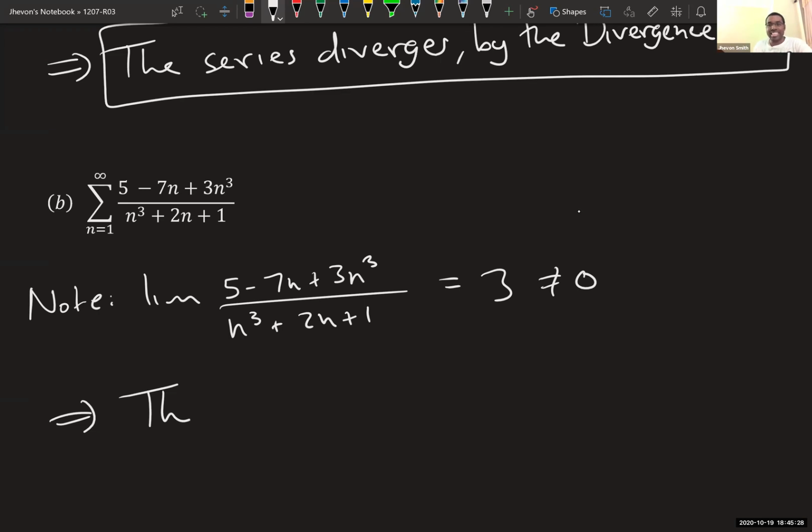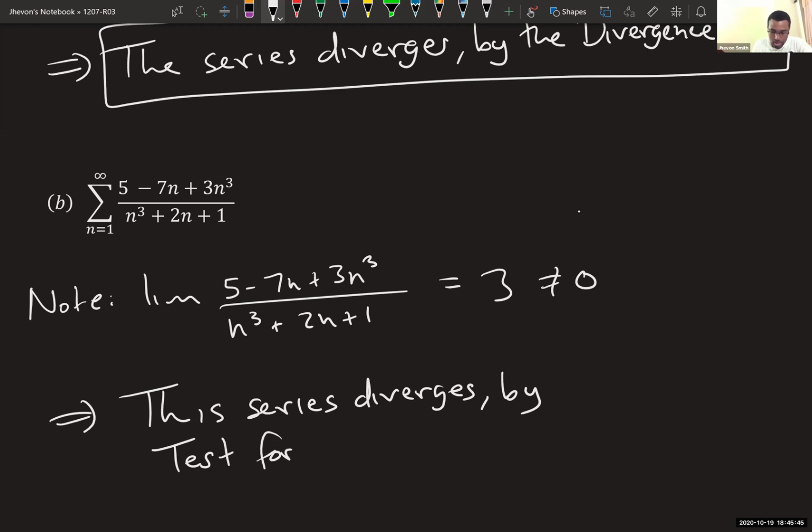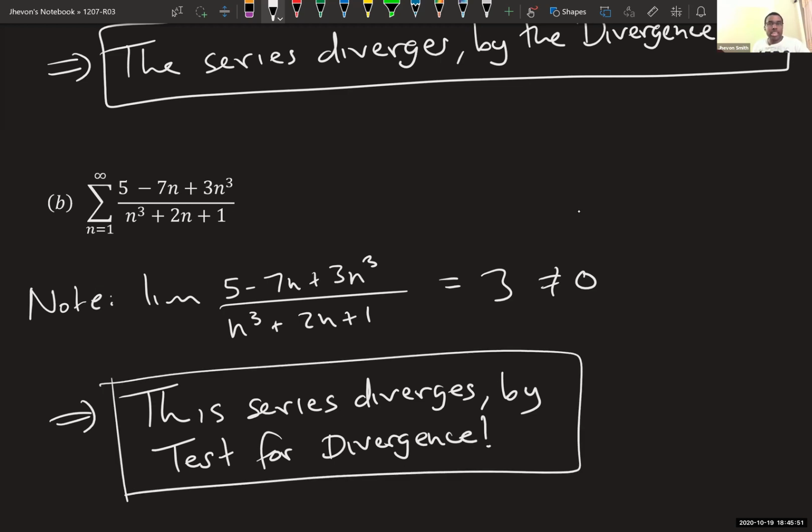Look at how easy that is. I can tell you that this is not going to add up to anything meaningful. This series diverges by the test for divergence. So I'm not even going to waste my time looking for that formula. I don't need to. I know that it's not going to pan out.